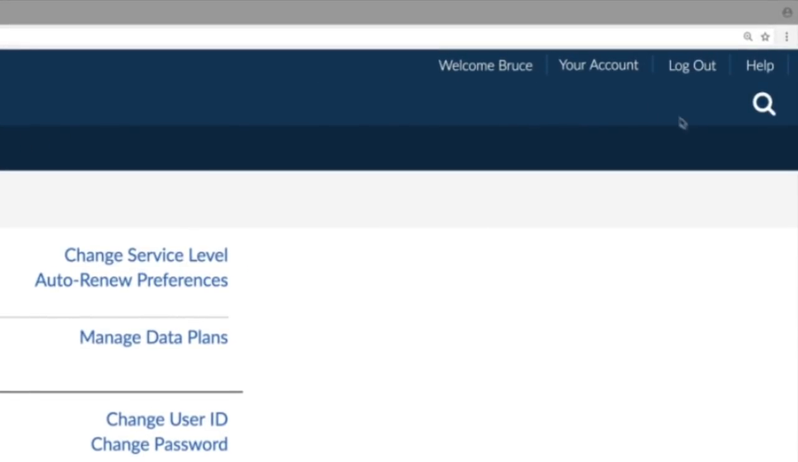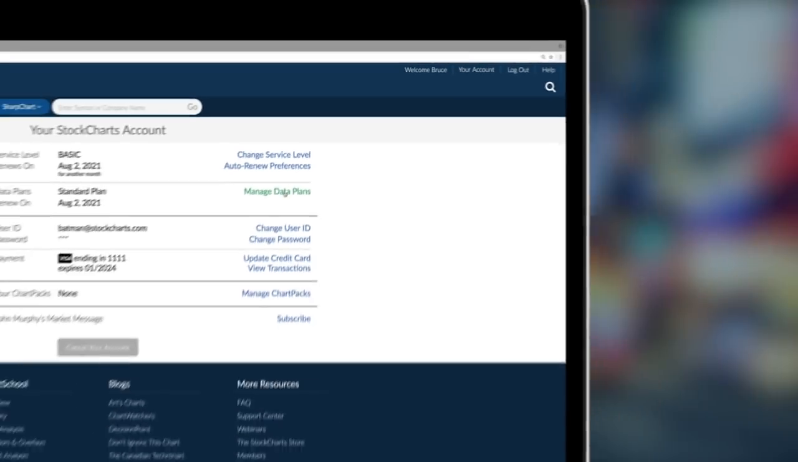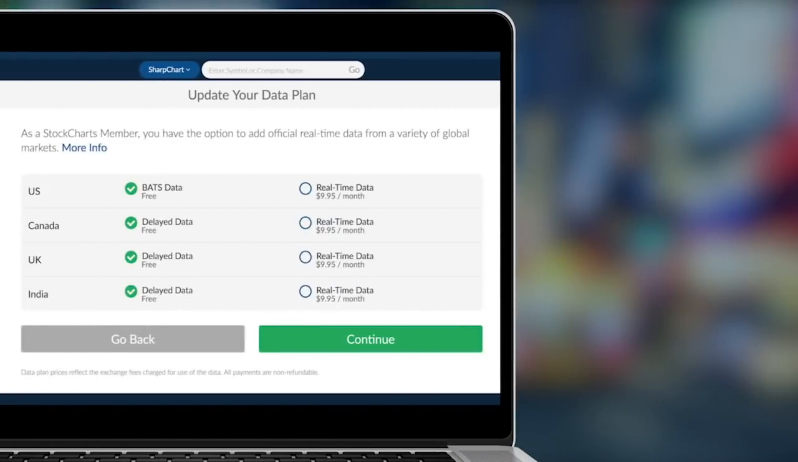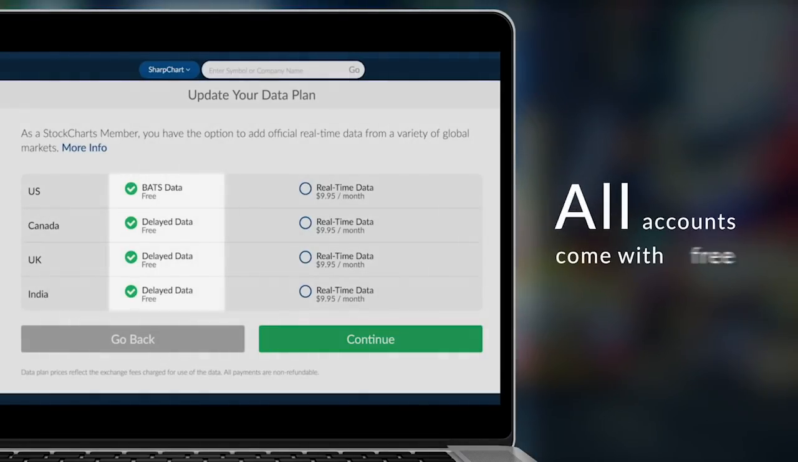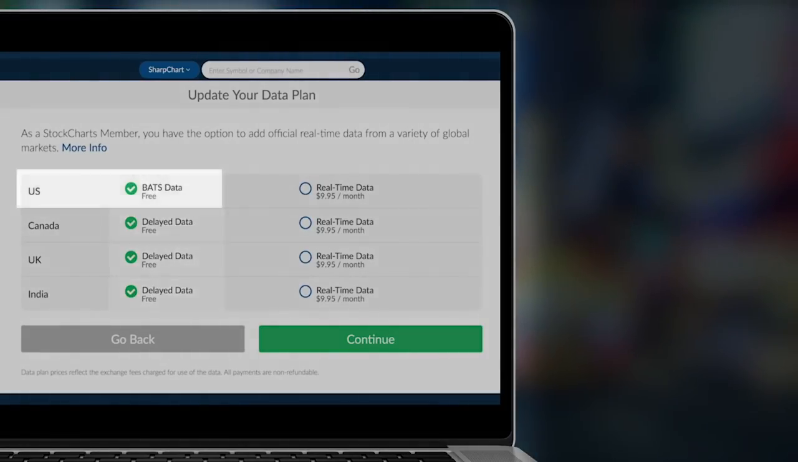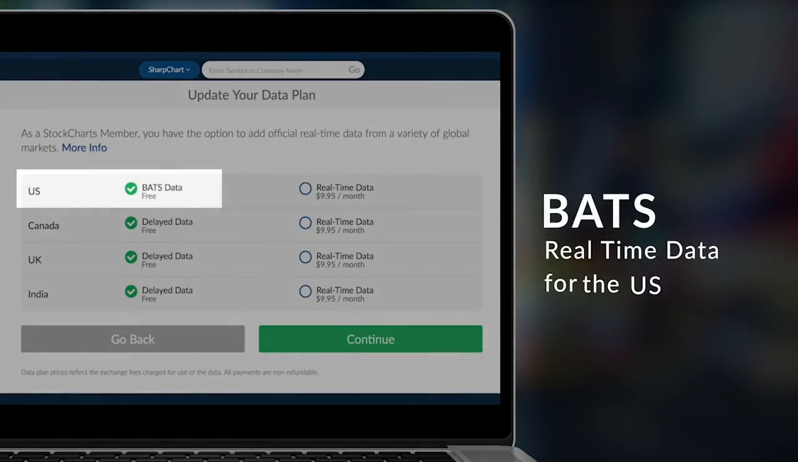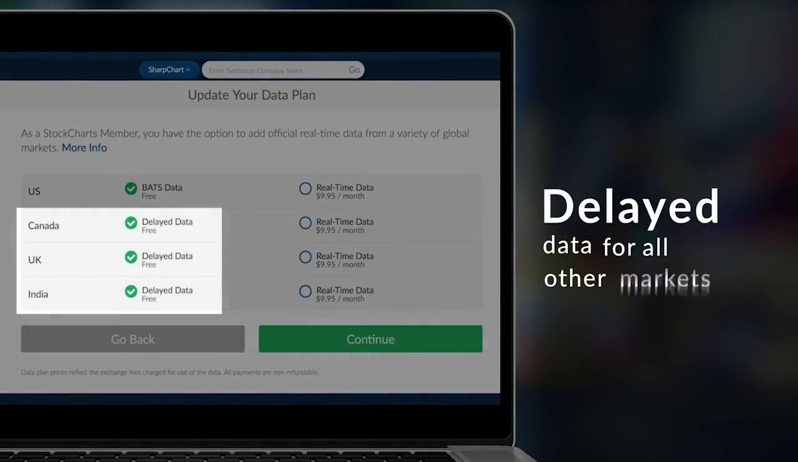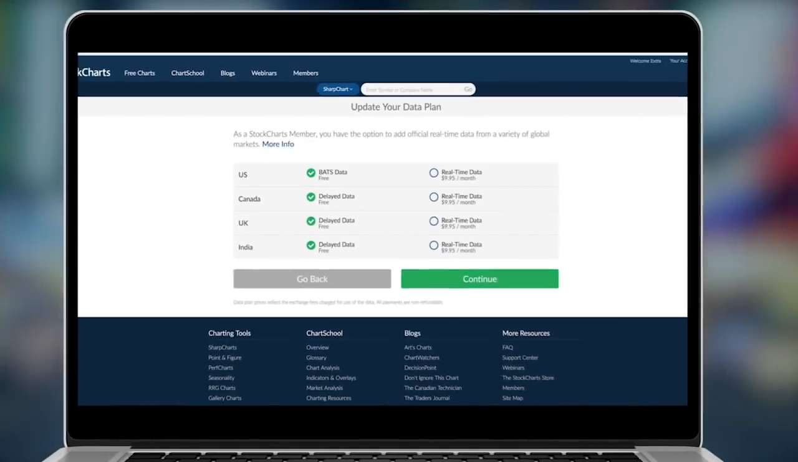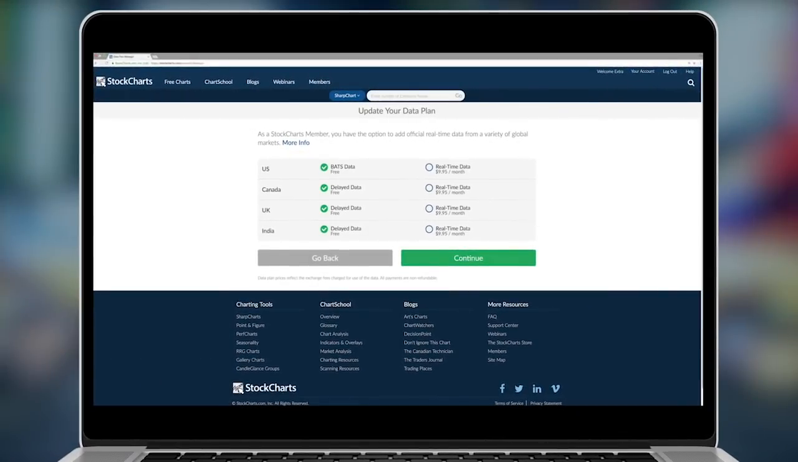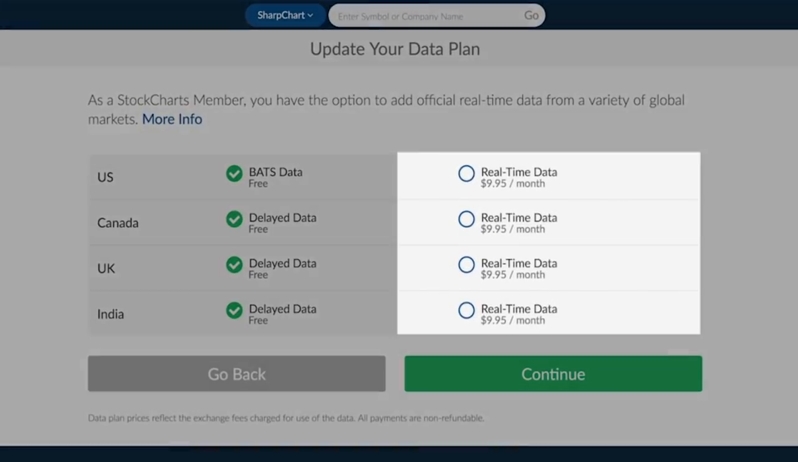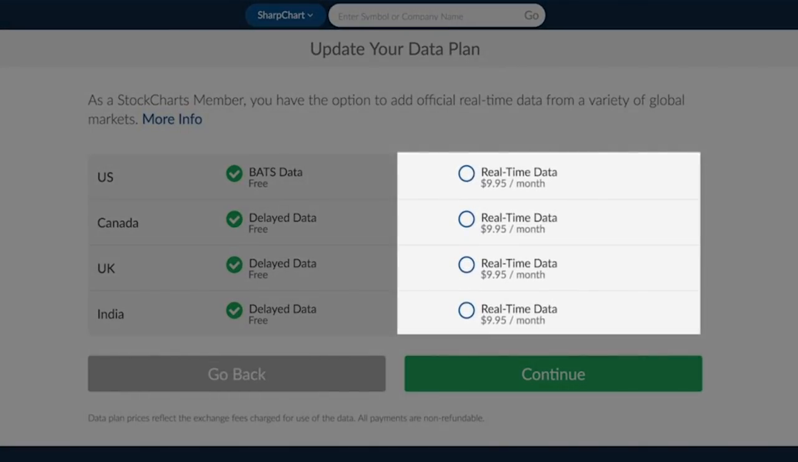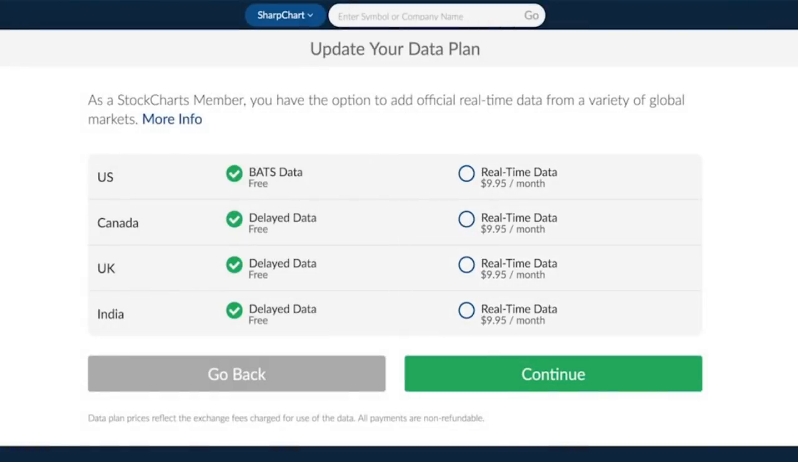Now that you've chosen a service level, let's find a data plan that works best for you. Regardless of service level, all StockCharts accounts come standard with our free data plan, which uses BAT's real-time data for the US and delayed data for all other markets. However, if you want to enhance your StockCharts experience even more, you can customize your account by adding official real-time data plans for one or more of the stock exchanges we support.